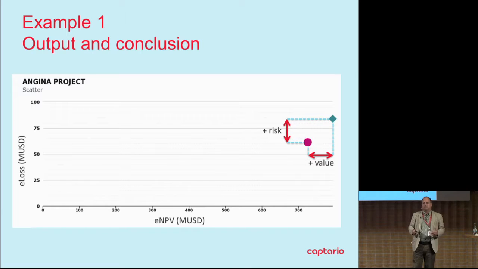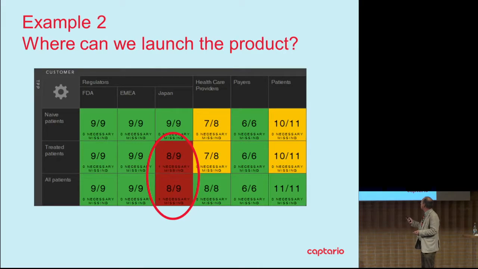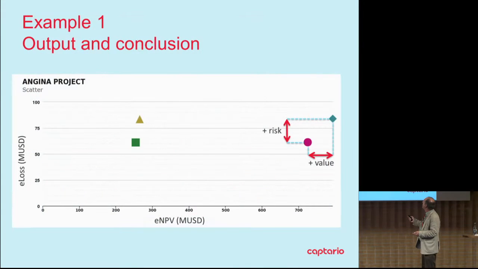And then you simulate, run the project 10,000, 20,000, 30,000 times, and you get a wealth of information, and this can be plotted in different ways. Here's one. On the x-axis, we have value. On the y-axis, a measure of risk. In this case, we see that the blue-green option, the team's option, increases the value, but also increases the risk.